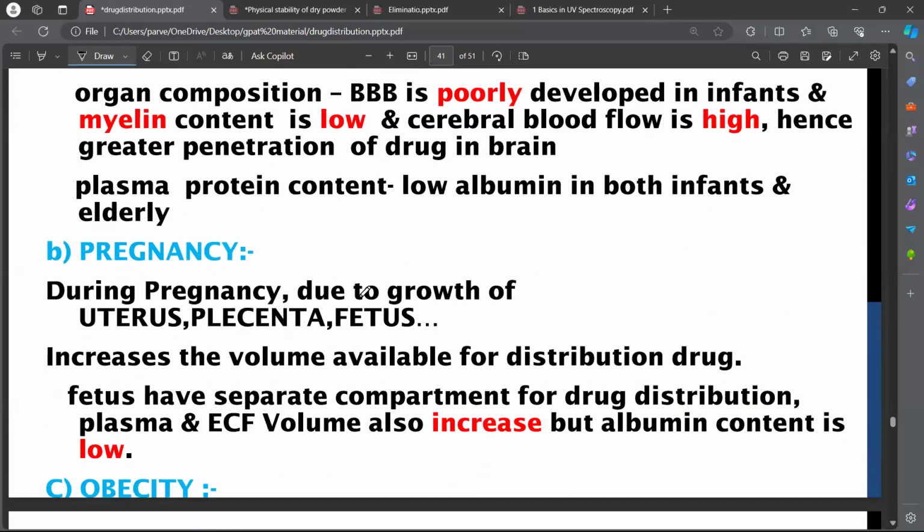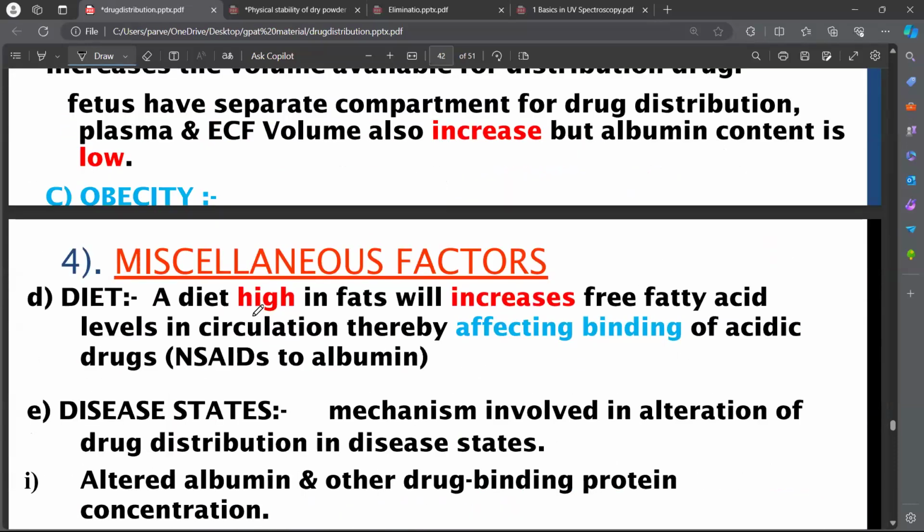So this is the pregnancy. During pregnancy, due to growth of the fetus, there is an increase in the volume available for the distribution of drugs. A diet with high fat will increase free fatty acid circulation and thereby affect the binding of acidic drugs. Acidic drugs mainly bind to albumin, and fatty acids and bile also bind to albumin, so there can be a competition between the two molecules.